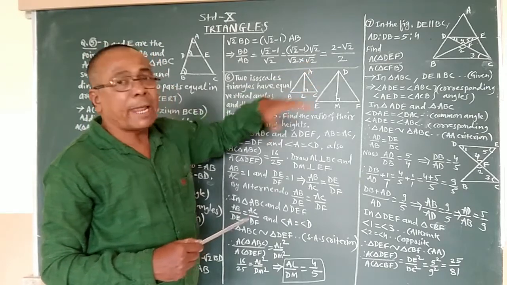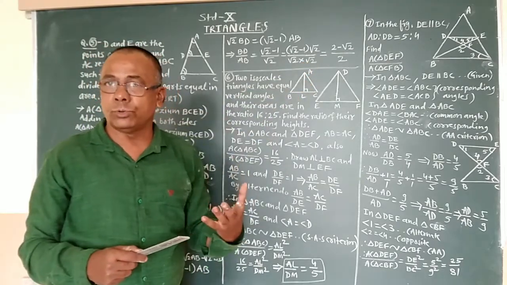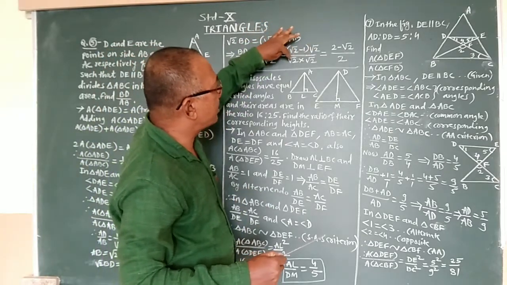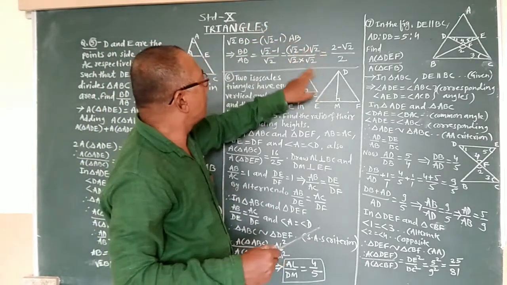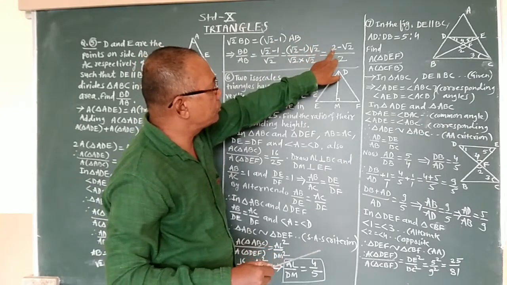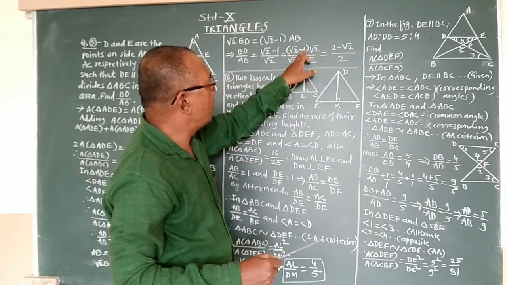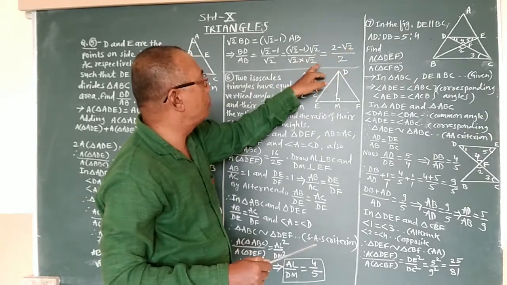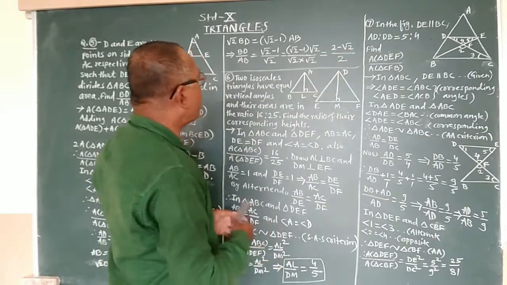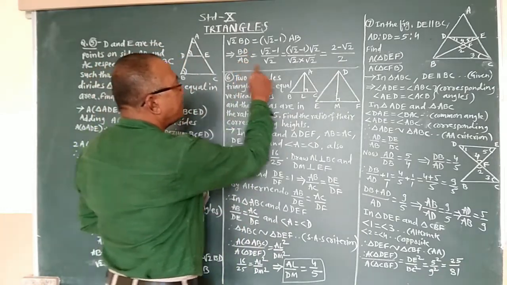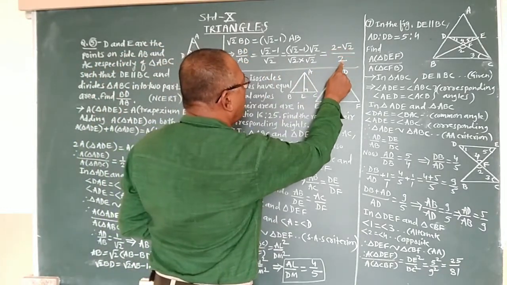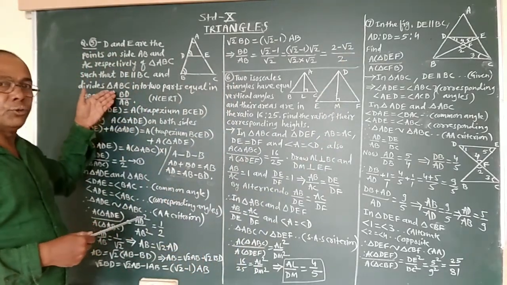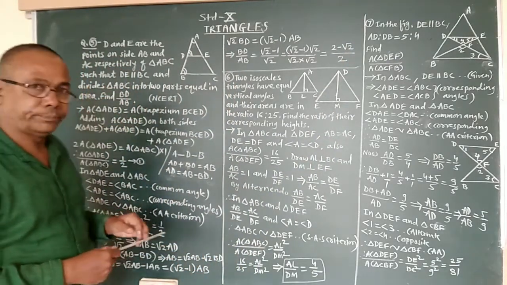So multiplying numerator and denominator by root 2, we will get (root 2 minus 1) into root 2 divided by root 2 into root 2. Here root 2 into root 2 is 2, and (root 2 minus 1) into root 2 will be 2 minus root 2, divided by 2. So we will get BD upon AB is equal to (2 minus root 2) upon 2. In this way we have found the value of the ratio BD upon AB.